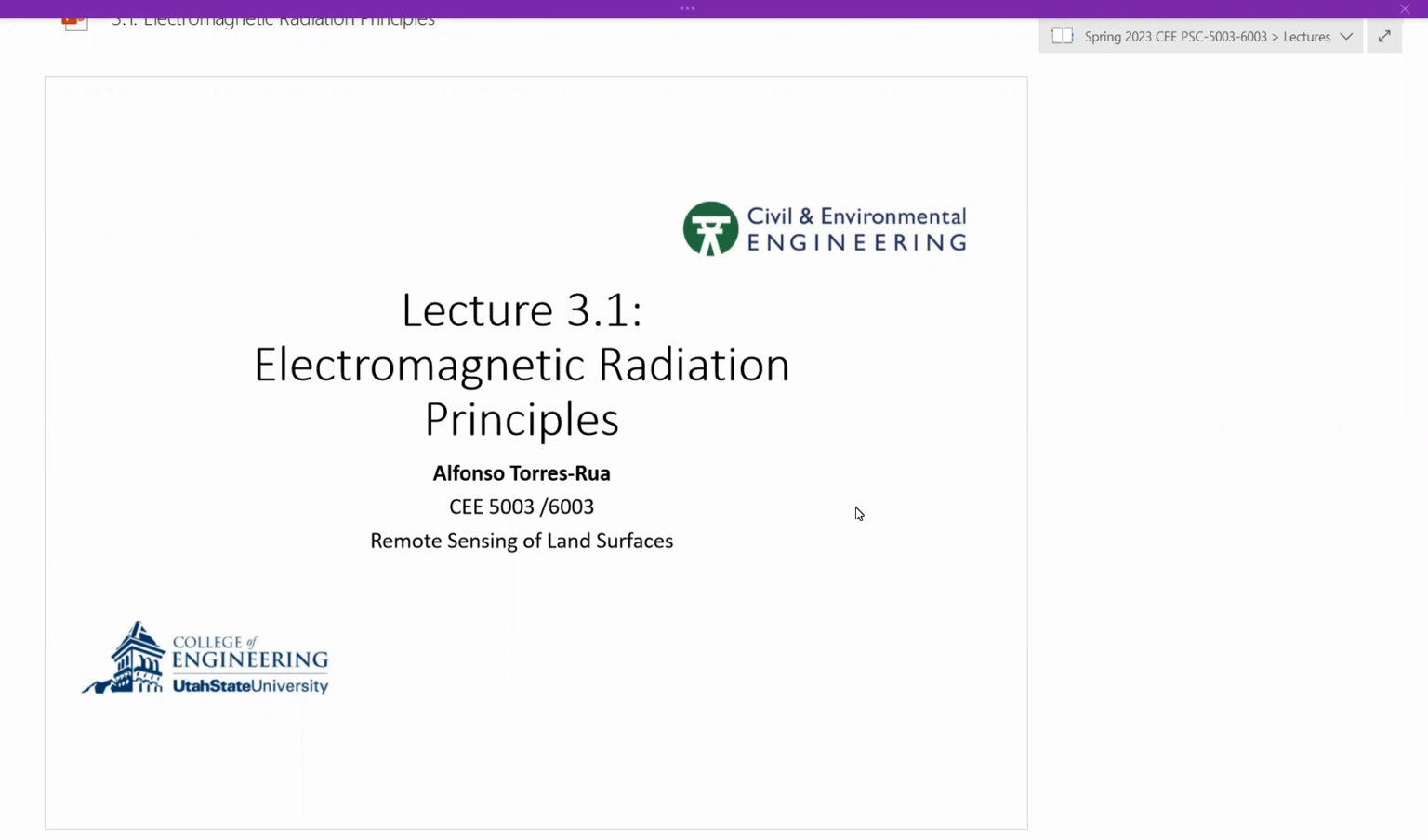Today we're going to talk about electromagnetic radiation principles, which is an expansion of what Dr. Hibbs was talking about in the last two lectures. It's about the nature of light. And why this is important is because it will connect with some principles that affect the nature and the quality of the remote sensing data that we're going to use.